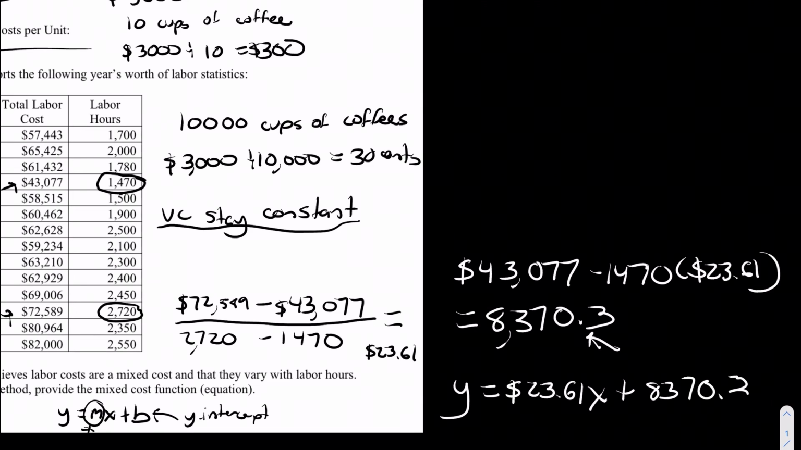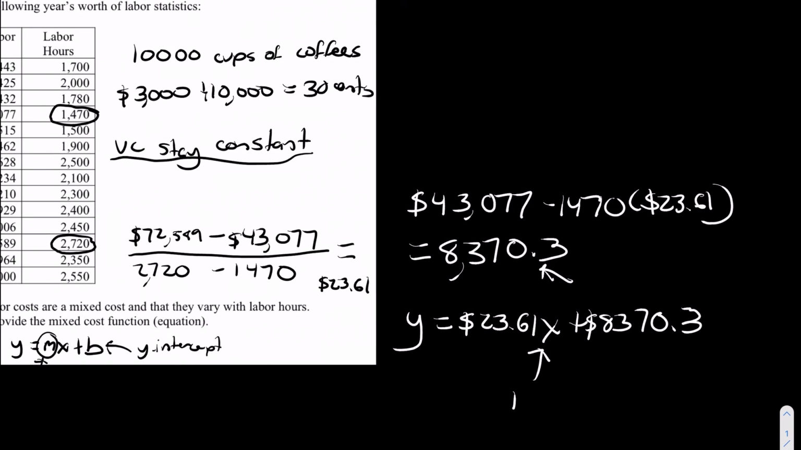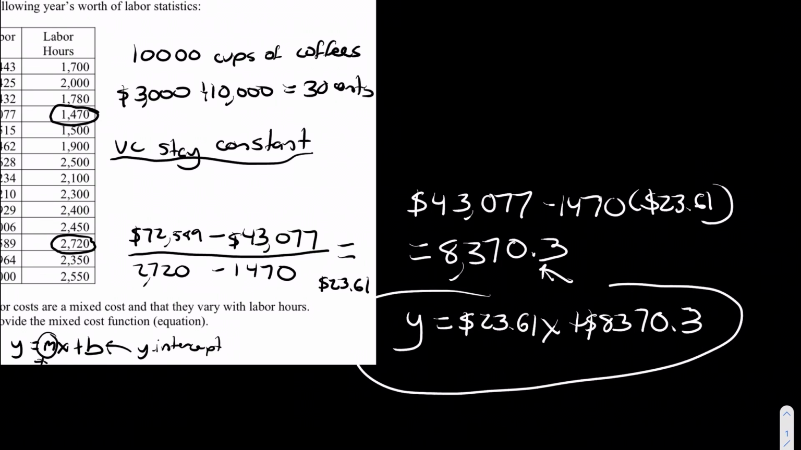8370.3, right? So now, for example, let's say we're trying to figure out how much it costs to incur 1,500 hours of labor. Now we can use this equation here, just plug in 1,500 here, and we're going to be able to find that cost, right? So, end of story, this is our answer, and that's pretty much it.